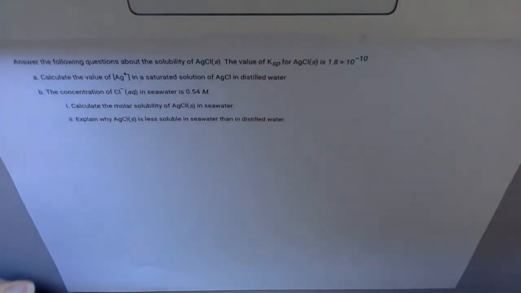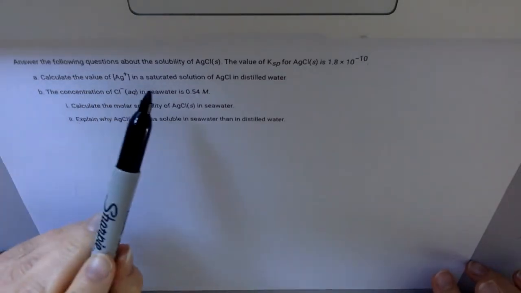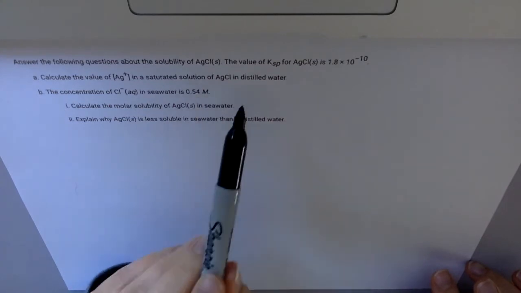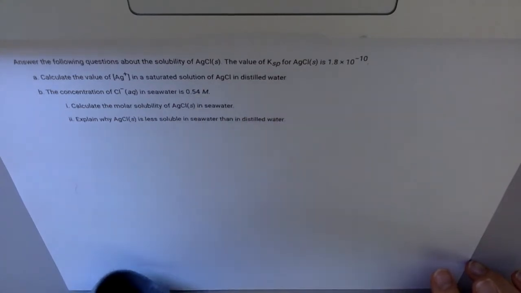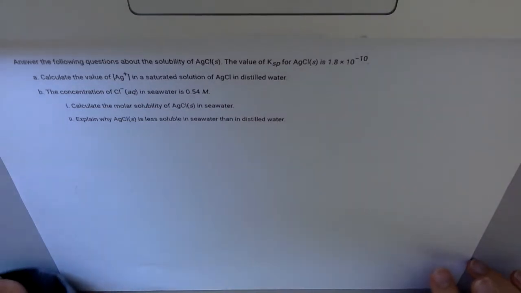Hi, AP Chemistry students. I'm going to show you another equilibrium type problem that you might see on the AP exam or on your test at the end of the week. It says, answer the following questions about the solubility of silver chloride. The value of the KSP of silver chloride is 1.8 times 10 to the negative 10th. And that, of course, means that silver chloride is very insoluble, dissolves just a very small amount, but we want to find out what that solubility is.